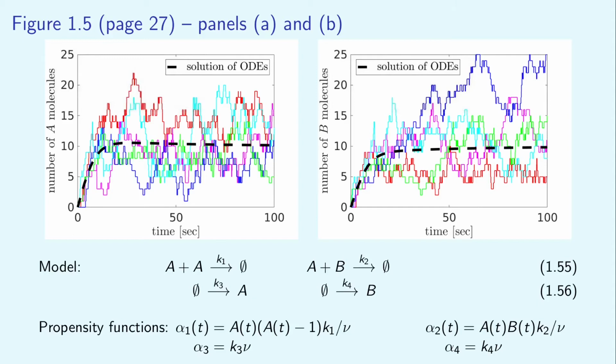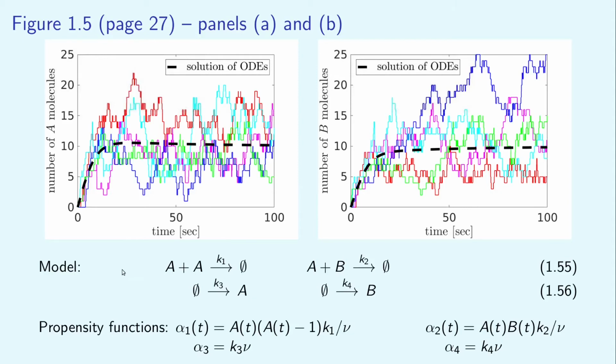The number of molecules of chemical species A is plotted on the left panel, and the number of molecules of chemical species B is plotted on the right panel as functions of time, as solid lines. Different colors correspond to different realizations. Each realization is started with no molecules of A or B in the system. We observe that some molecules of A are produced, then some are removed, but after some time, the number of molecules of A fluctuates around the value of 10.